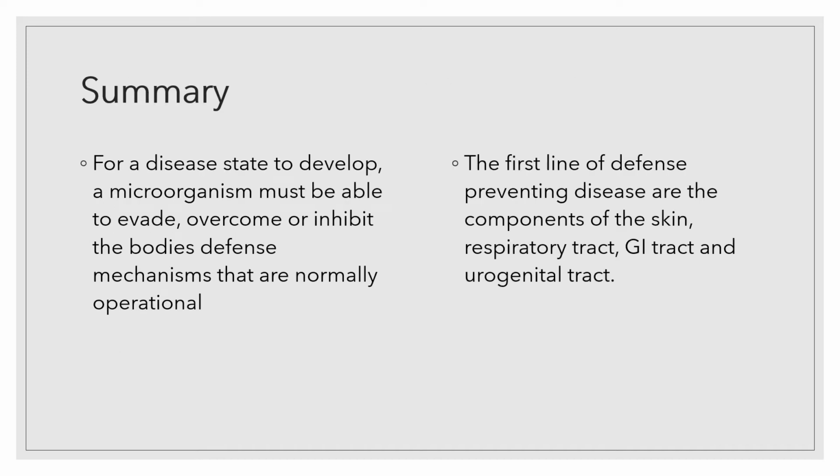So in summary, for a disease state to develop, a microorganism or virus must be able to evade and overcome our body's immune system. Okay, and this is an immune system that's normally operational. Our first line of defense from preventing disease are the components of the skin, respiratory tract, gastrointestinal tract, and urogenital tract.